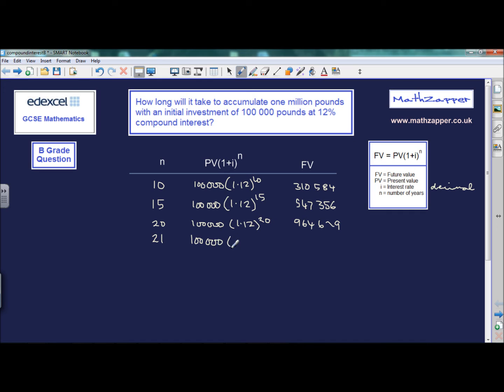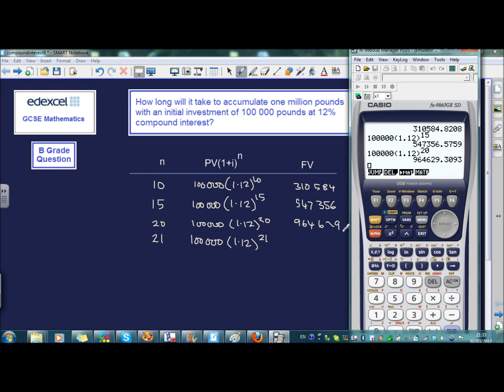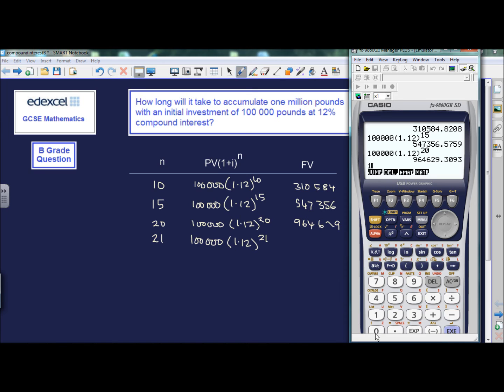100,000 multiplied by 1.12, all raised to the power 21, into the calculator. 100,000 multiplied by 1.12, all raised to the power 21, gives us a figure of 1,080,384. So we've arrived at our answer.